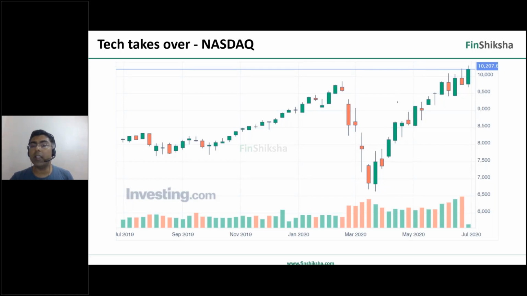It went down and then it went up, right? It's now actually above the levels that it was trading in February. And if we were starting at the beginning of the year, somewhere in January, NASDAQ was at 9,000, 9,200. If someone had told us that there is going to be coronavirus and then still we'll be up 10% on the NASDAQ at the end of this, we would probably have fallen off our chairs, right? So that's the story of technology sector taking over.